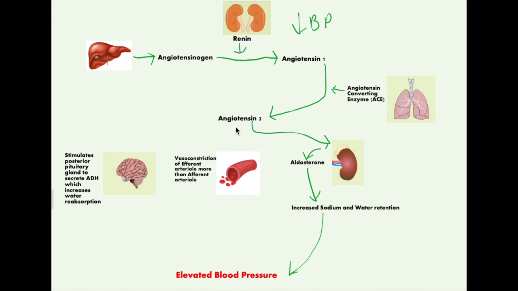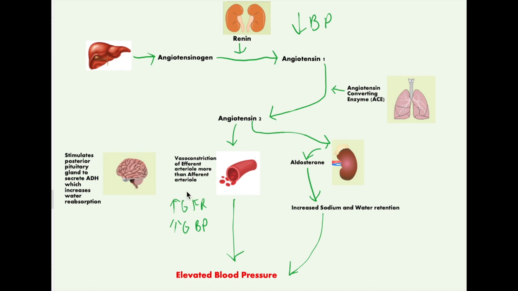Angiotensin 2 has a vasoconstriction effect on the efferent arteriole more than the afferent arteriole, which means a larger inlet than an outlet. As we talked about, from a larger inlet than an outlet, this increases glomerular filtration rate and it increases glomerular blood pressure, which ensures continued filtration of waste from the blood. The increased glomerular filtration rate and the increased glomerular blood pressure would eventually equate to an elevated blood pressure overall.